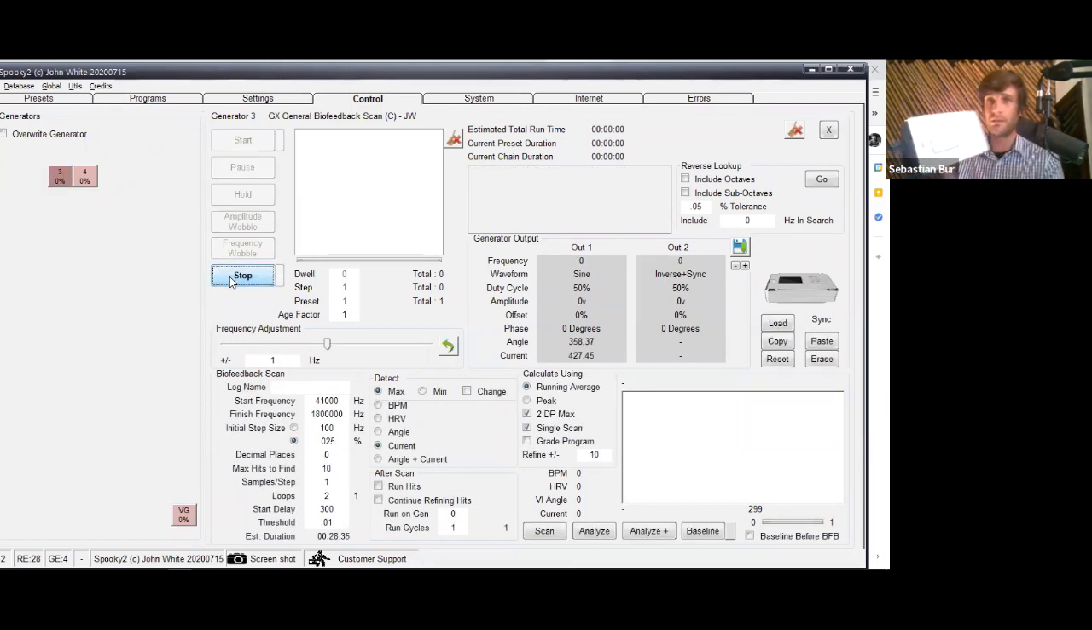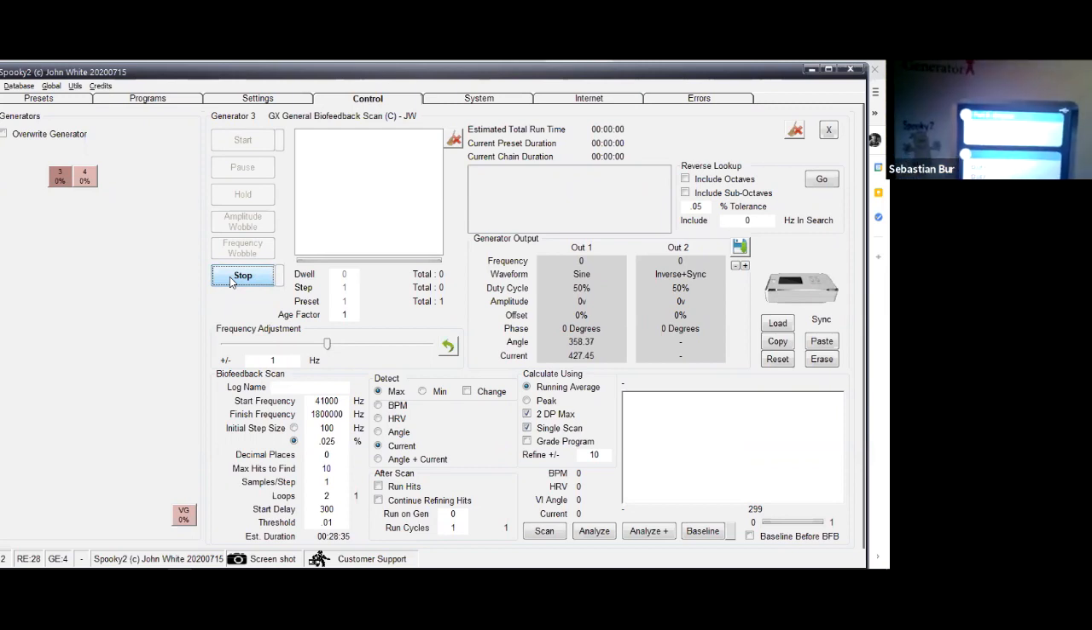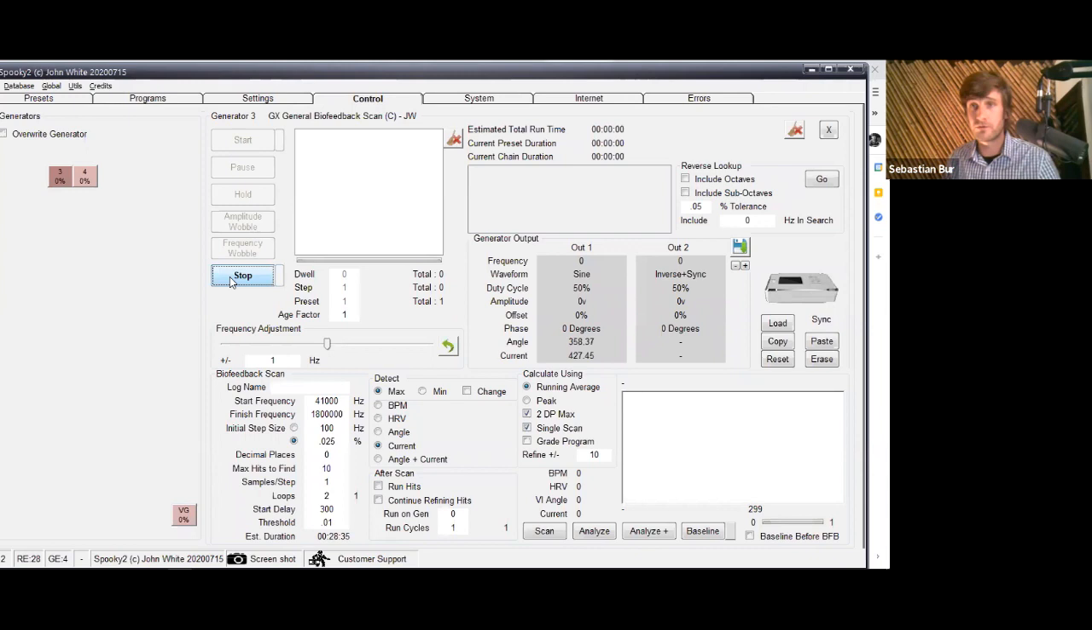But as you can see now, hopefully it says port 3 here. So generator 1 is port 3. So now I know, okay, generator 1, port 3. So generator 2 obviously is port 4.